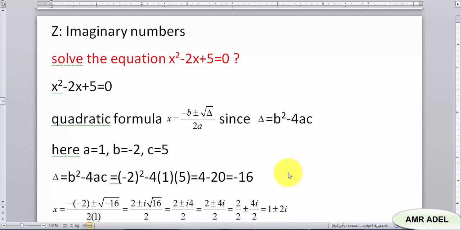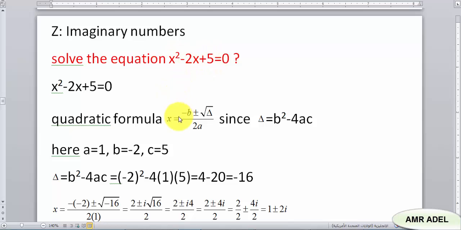Look, here we have: solve the equation x squared minus 2x plus 5 equals 0. Solve the equation means find the value of x. What is the biggest power of x? 2. It means we have two solutions. If we have a quadratic equation like this, it means three parts in the equation.